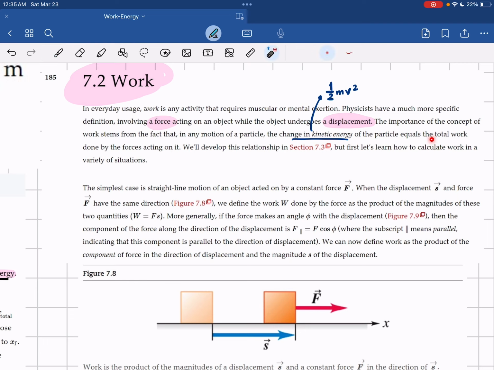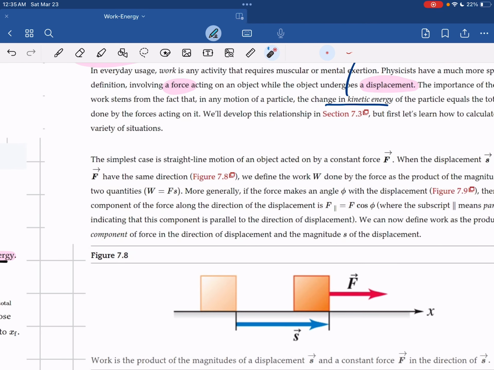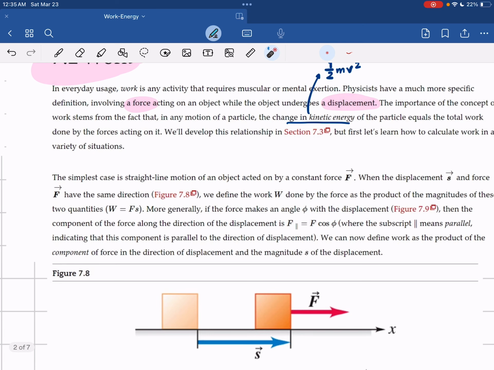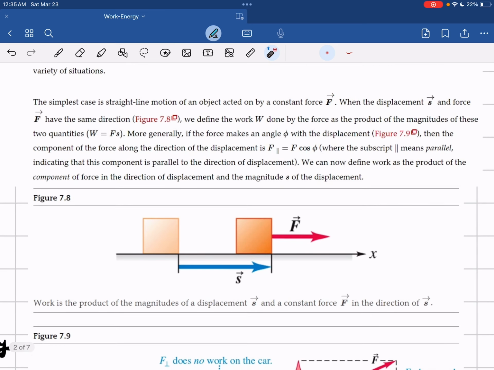Oh, so actually this is the content of the work-energy theorem that we just mentioned in the previous video. We'll develop this relationship, they just mentioned here, in section 7.3. So you can see that's what we just did in the previous video. Okay, let's come back here. But first, let's learn how to calculate work in a variety of situations. Let's see how they calculate work in physics.